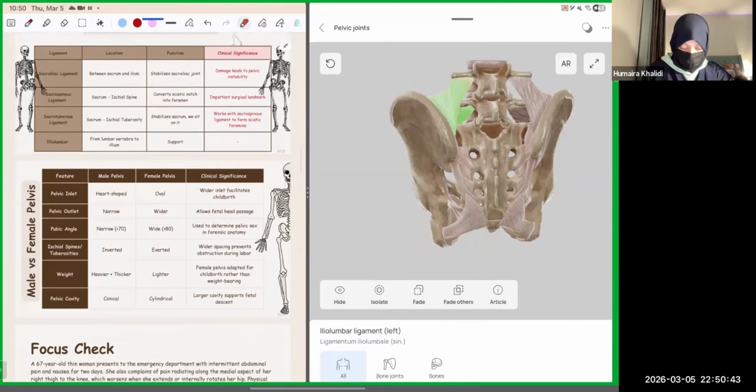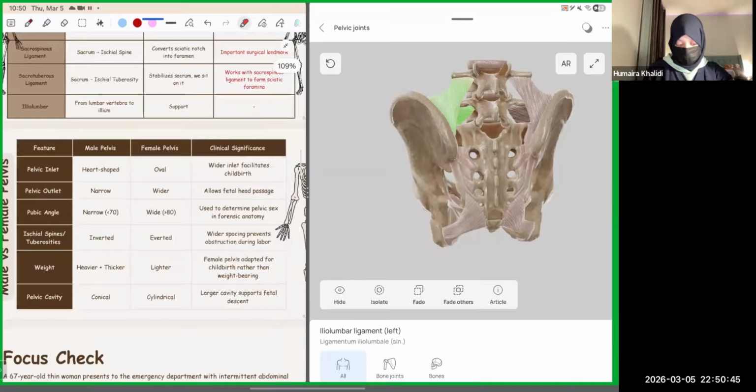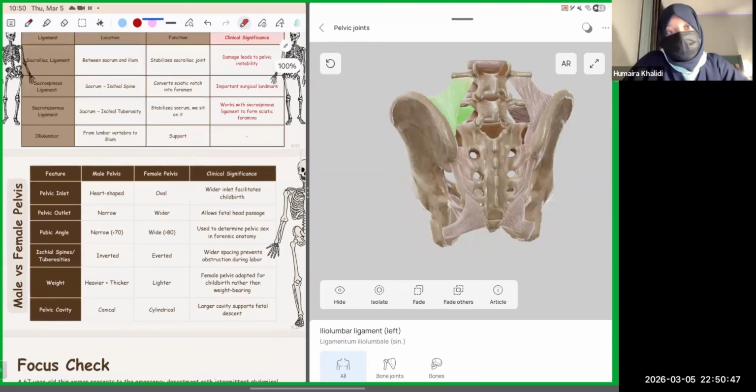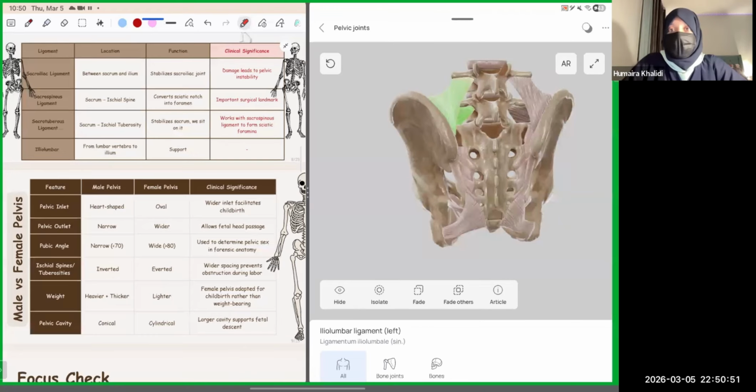Now, the male versus the female pelvises. Guys, first of all, I want you to tell me what's the difference between the male and the female pelvis. As in, what would the differences probably be?